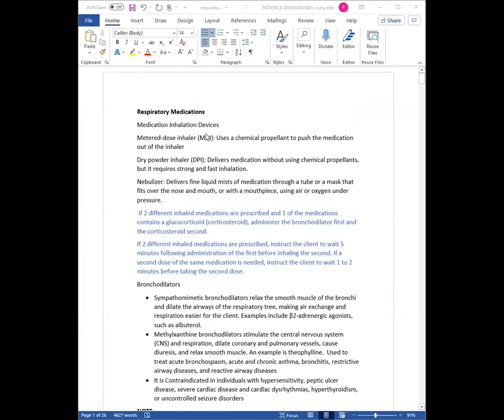So the respiratory medications, we have the inhaler devices, that's the metered dose. We have done that one already. Now, if two different inhaler medications are prescribed and one of the medications contains glucocorticoid or steroid, administer the bronchodilator first and then the steroid second. And if two different inhaled medications are prescribed, instruct the client to wait 5 minutes following administration of the first before inhaling the second. If a second dose of the same medication is needed, instruct the client to wait 1 to 2 minutes before taking the second dose.